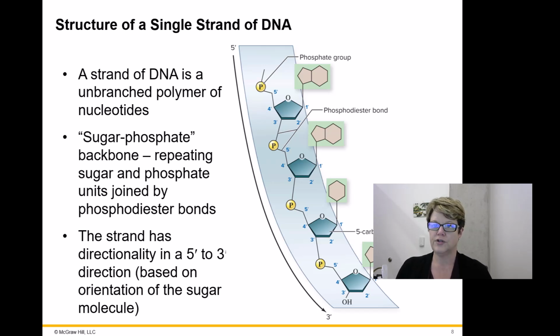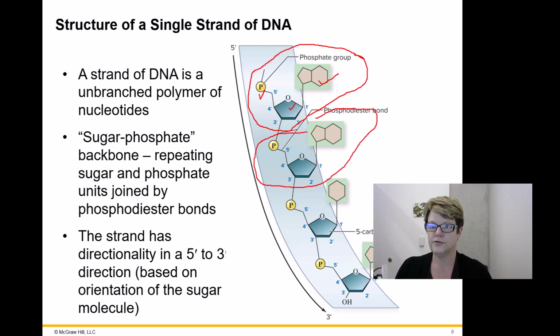So any one strand of DNA consists of an unbranched polymer of nucleotides. Just like I showed you in that other slide, this would be one nucleotide here. You've got the phosphate group, you've got the deoxyribose sugar, and you've got the nitrogenous base. This is another nucleotide.